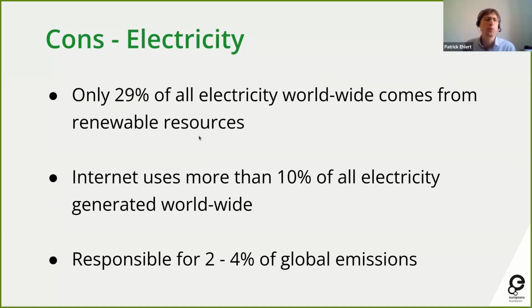Yeah. And why is electricity a problem? Well, worldwide, about 29% of all electricity comes from renewable resources. So even if you at home have solar panels and are doing great in terms of sustainability, a lot of the digital infrastructure that you're using will be powered with coal or natural gas. And given that the internet is already using like 10% of all the electricity generated worldwide, the result is that 2 to 4% of all the global carbon emissions is coming from internet, from ICT usage.